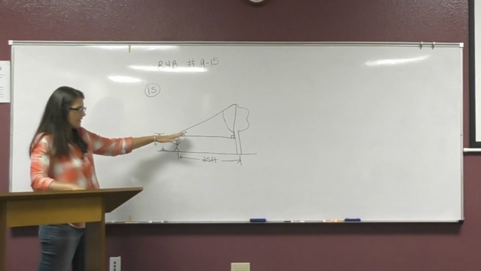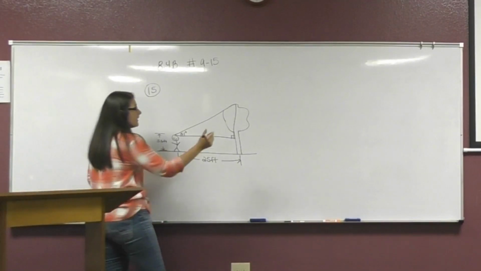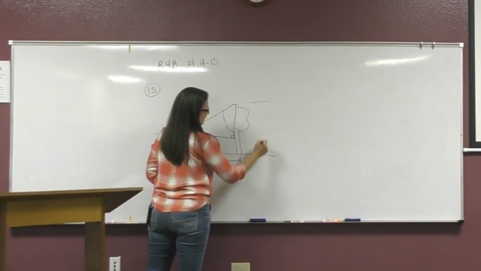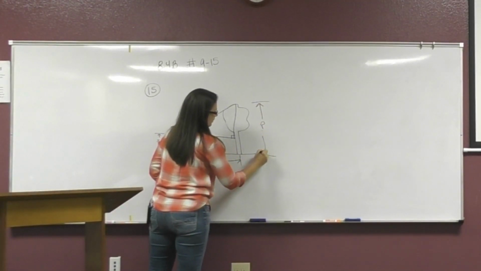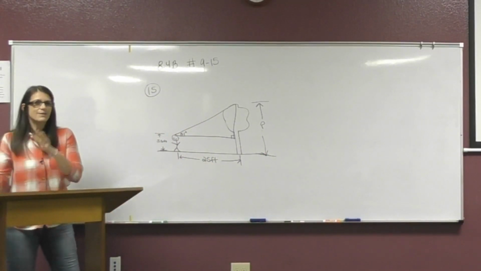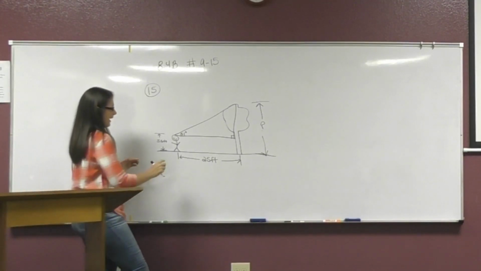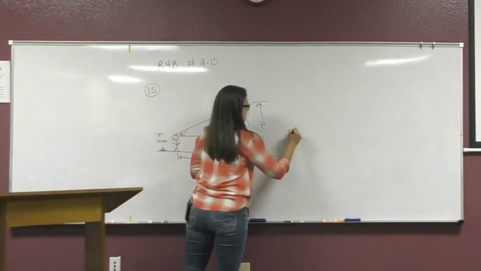This angle is from a standing position. What is the height of the tree? Okay, so this is what I'm looking for ultimately. I'm looking for this measurement right here. Okay? Now, let's go back to our right triangle. Okay. I know, so let's extract it because this is very busy.